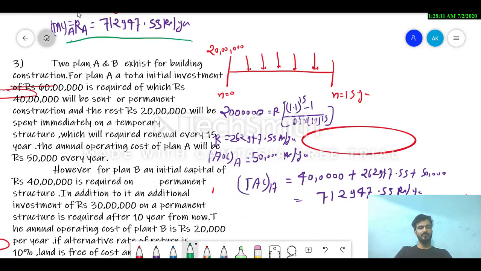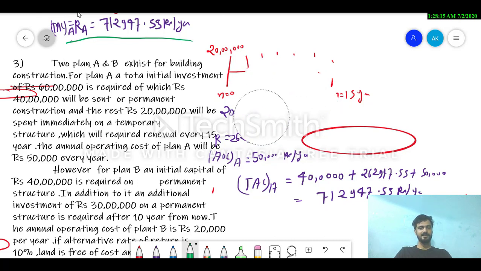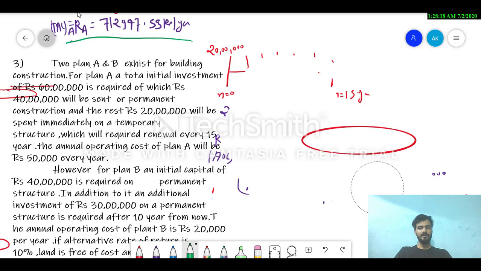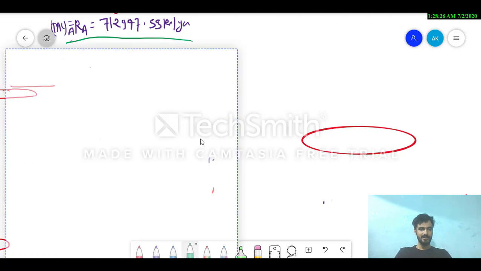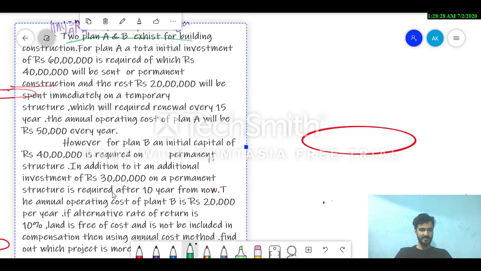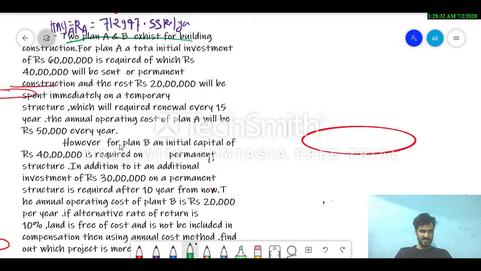Okay, now the next concept is structure B, and how will you proceed with it? Just go through the question first. If you study the question, then definitely you will learn. You will become aware of some different data here. I'm just studying the question.